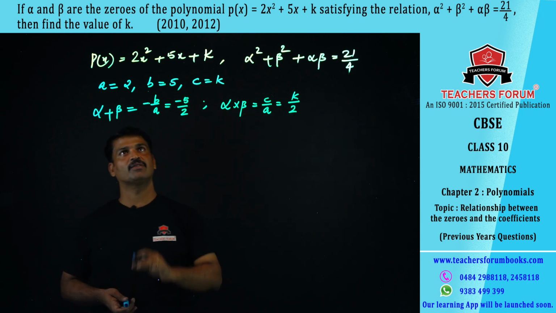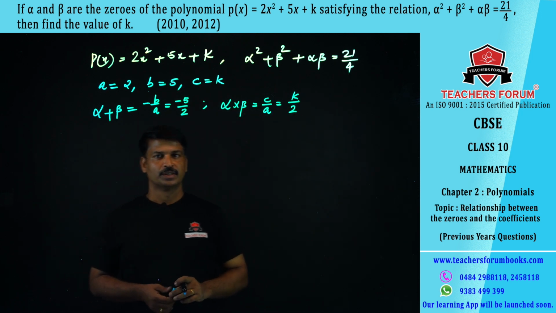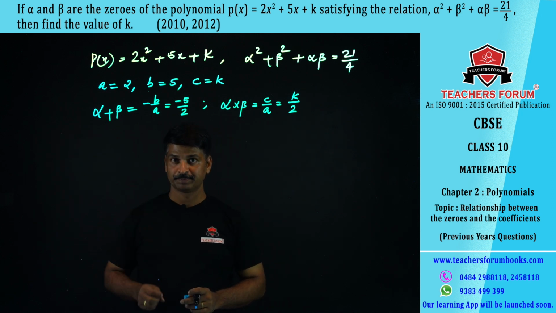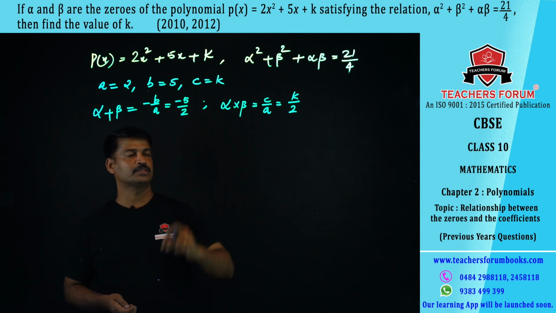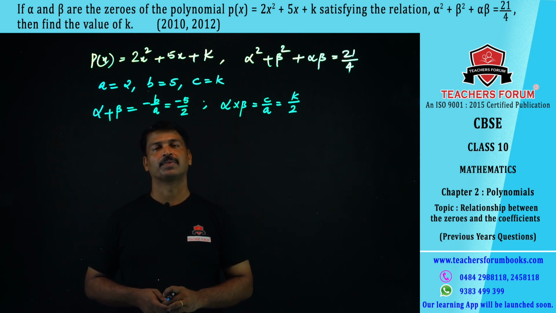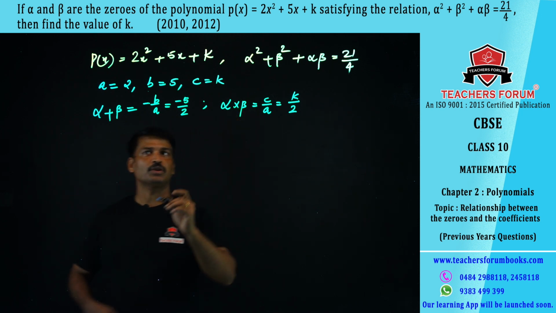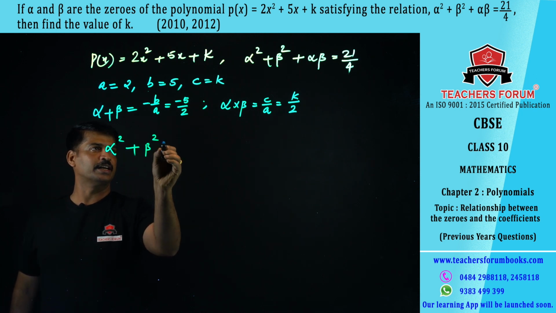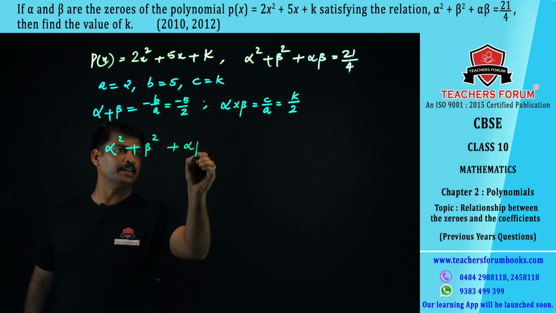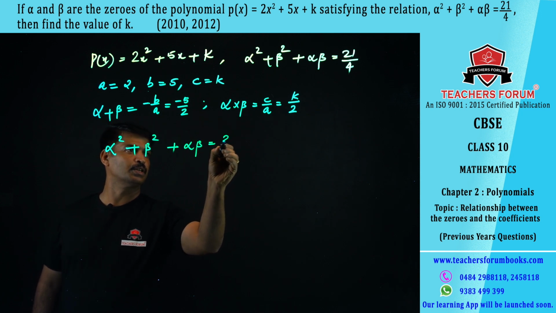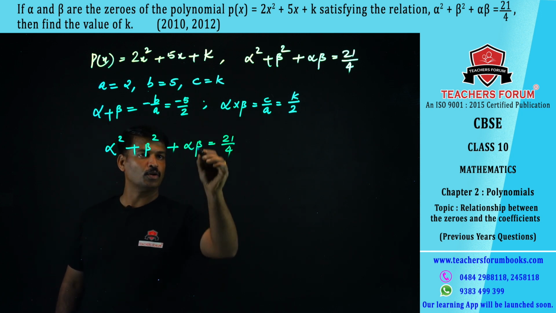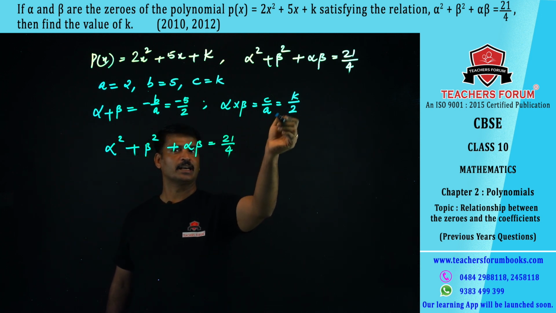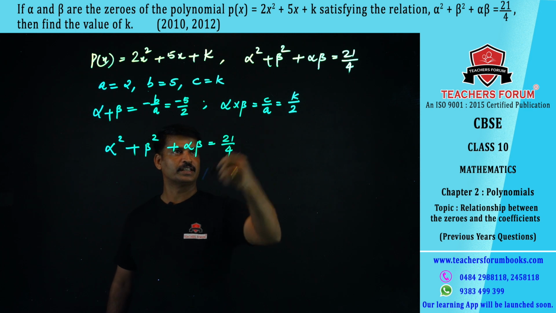So whenever you are given a quadratic polynomial like this, you have to find out first the sum of zeros, that is alpha plus beta. Then you find the product of zeros, that is alpha into beta. Okay. Now it is also given that alpha square plus beta square plus alpha into beta is equal to 21 by 4. You know what is the value of alpha into beta? Alpha into beta is k by 2, isn't it? You can substitute for that, okay?